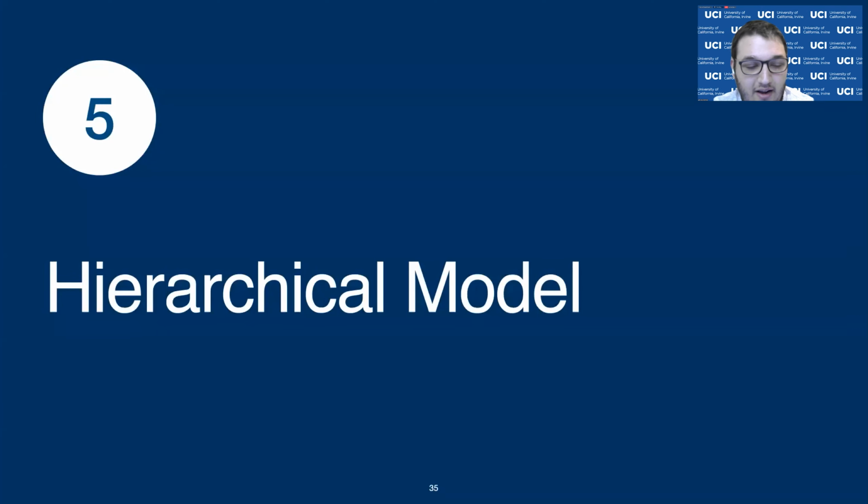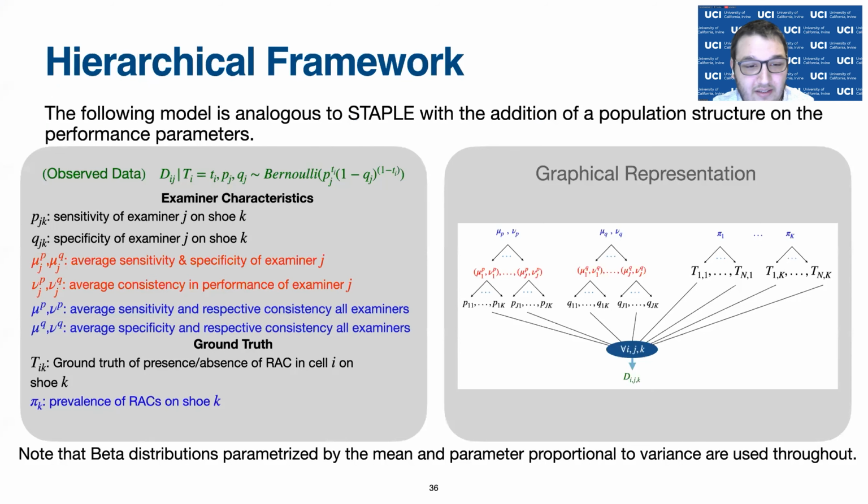So now how do we address some of these limitations in our hierarchical model? What we basically do here is we introduce shoe level performance. So we're going to have PJK and QJK, which are the sensitivity of examiner J on shoe K and the specificity of examiner J on shoe K. Then we are going to have the average sensitivity and specificity for each examiner. So this is what's analogous in our STAPLE algorithm to examiner level performance. Then we also have this examiner consistency parameter.